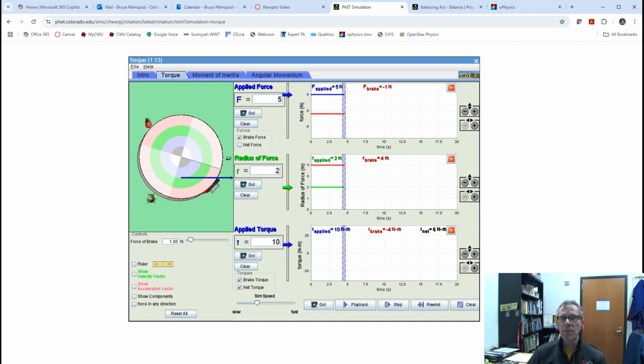So again, super basic math here, just trying to get you to visualize what happens with torques.